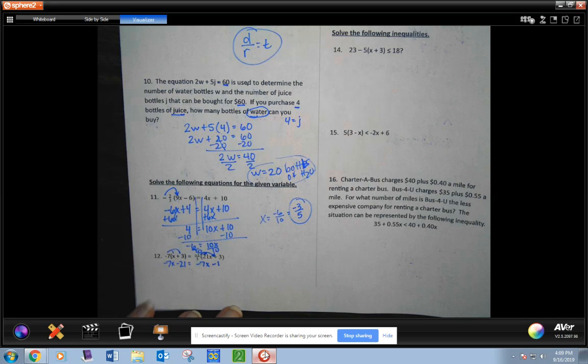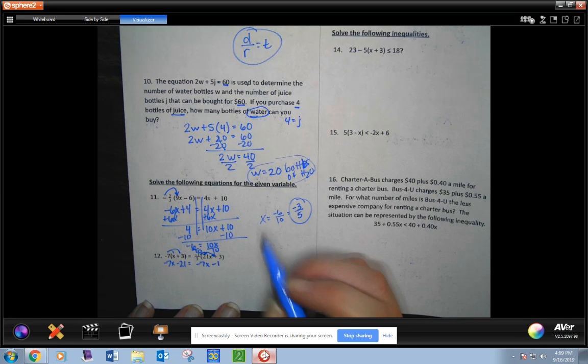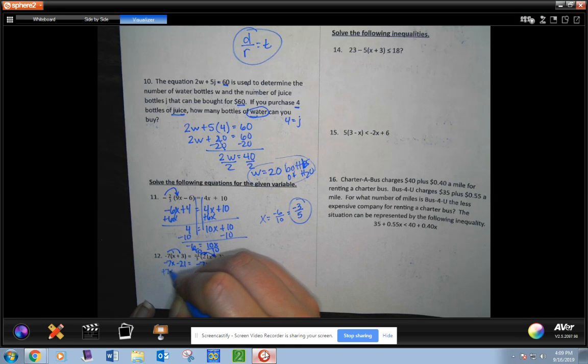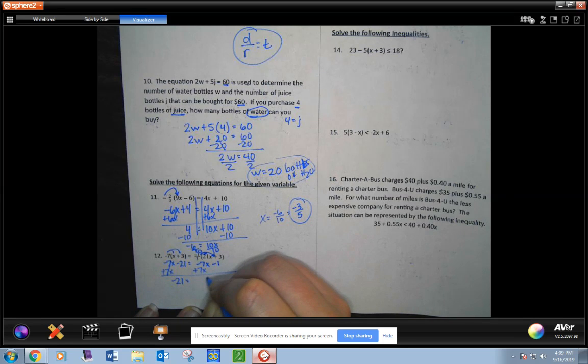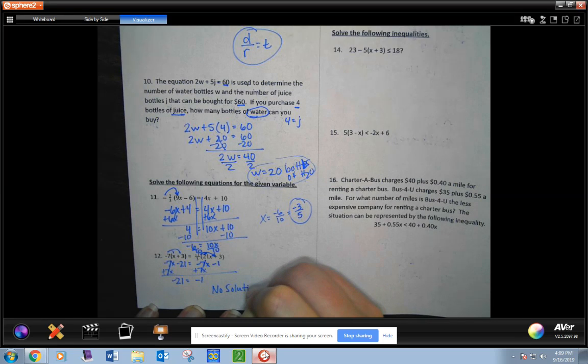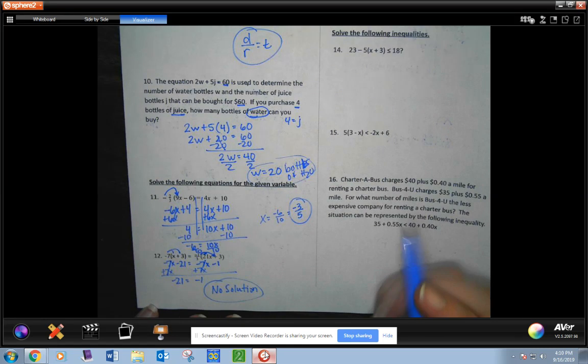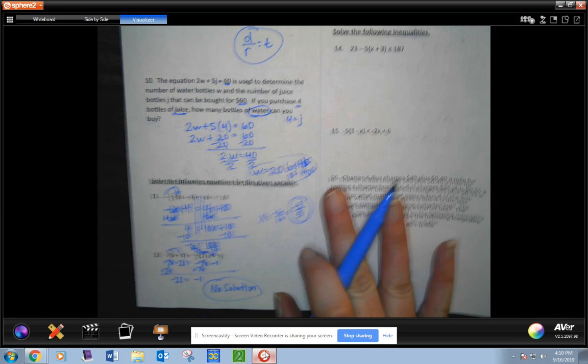Okay, now I add or subtract my constant. So from here, I am going to add the 7x, not my constant, my variable. That gives me negative 21 equals negative 1 because both the x's cancel now. Negative 21 does not equal negative 1, so this again is a no solution. Now remember, the other option is infinitely many solutions, and that only happens if the statement is true.